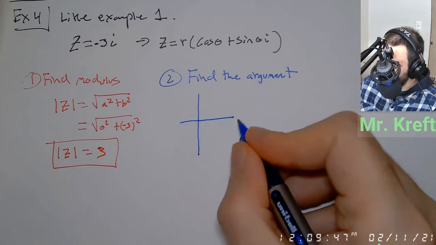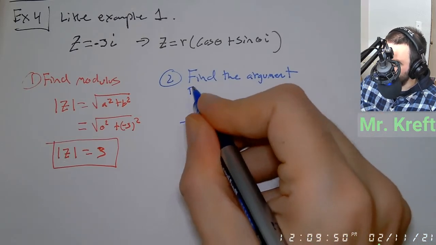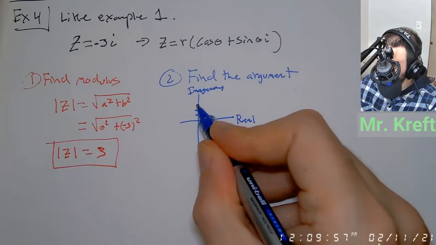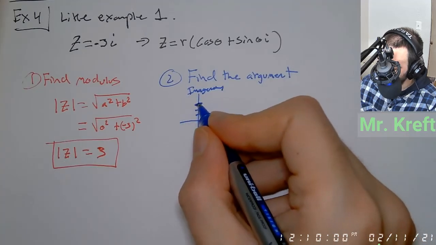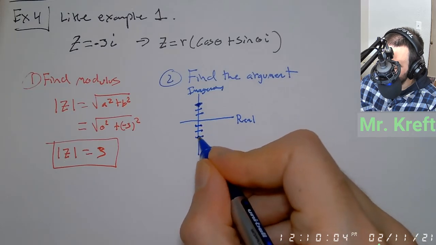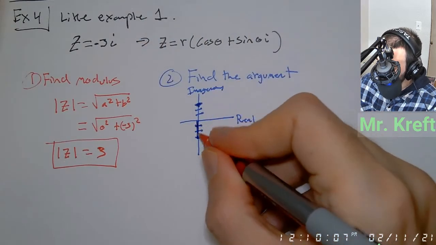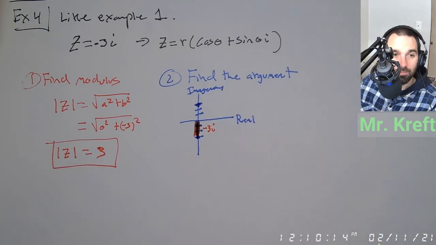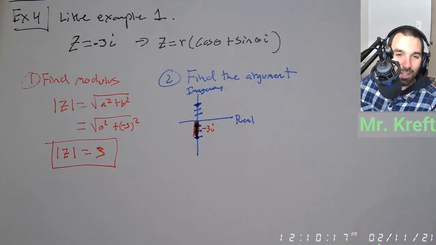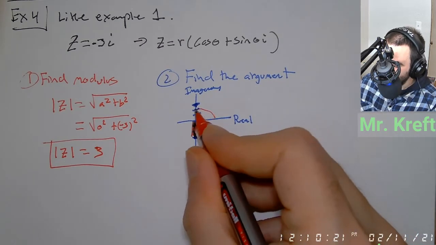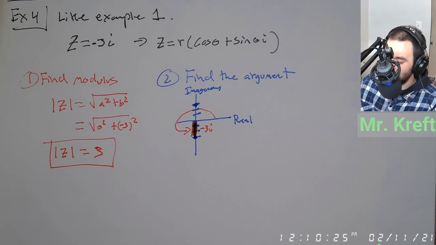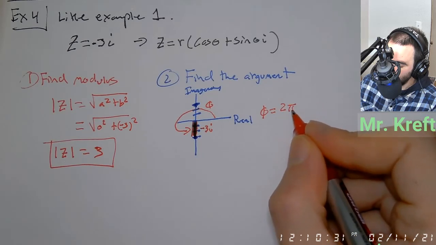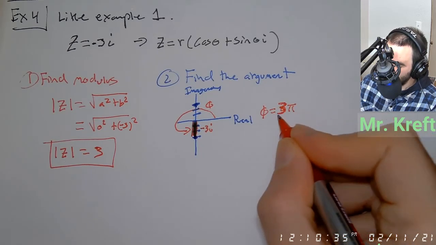The argument, remember, is the angle. So if I was taking a look at this, this is my real, this is my imaginary. Negative 3i, so it's just down 3. So there's my point right there. It's just down 3, right? So what angle is that? You don't have to really do much here. That is 2 pi. No, 3 pi. Gosh dang it. 3 pi over 2.